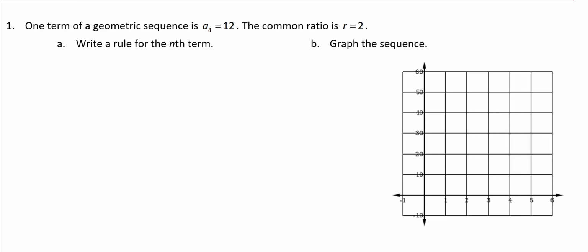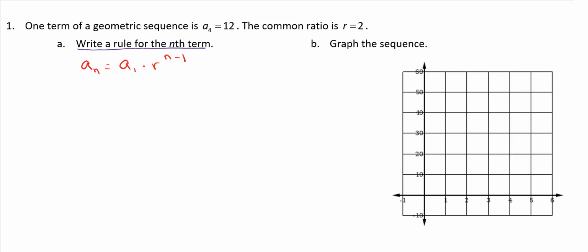Alright guys, we're going to look at two specific examples for geometric sequences. So the first one, we are given a term and the common ratio, and we're asked to write a rule for the nth term. Now what this means when they say write a rule for the nth term, this means an explicit formula. So we're going to be using the formula a sub n equals a sub 1 times r to the n minus 1.